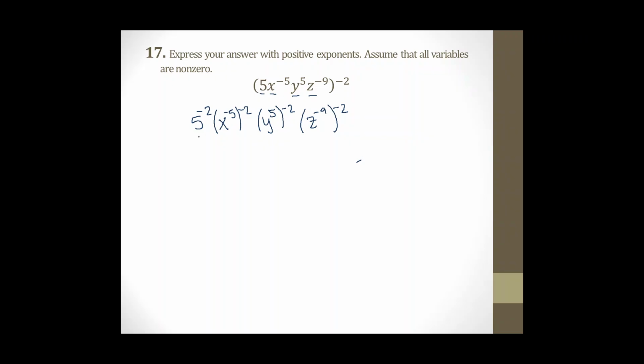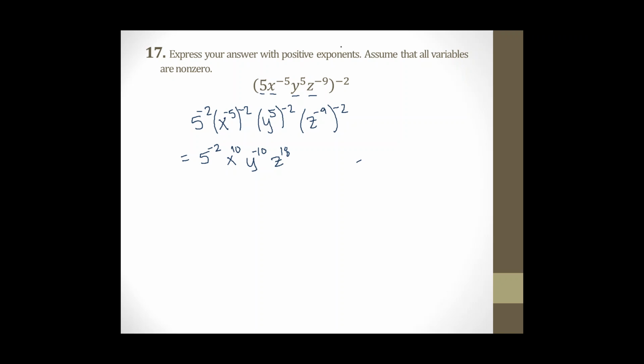Okay, so now let's multiply my exponents. I'm going to leave this 5 to the negative second alone for now. A power raised to a power, you're going to multiply. So negative 5 times negative 2 is positive 10. Then y to the fifth times negative 2 is y to the negative 10. And then negative 9 times negative 2 is positive 18.